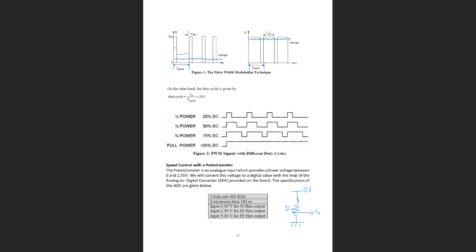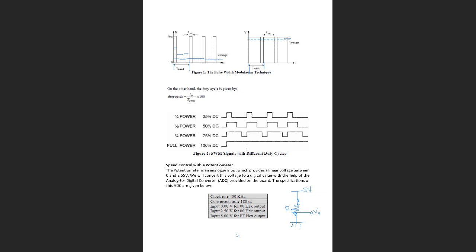For example, if we are at this point, the voltage is minimum. Then as we go up, if we take the output from here, it will be the maximum 5 volt. And if it is from here, the output voltage will be 0 volt, because this point is connected to the ground, 0 volt. So anyway, this is the analog potentiometer.